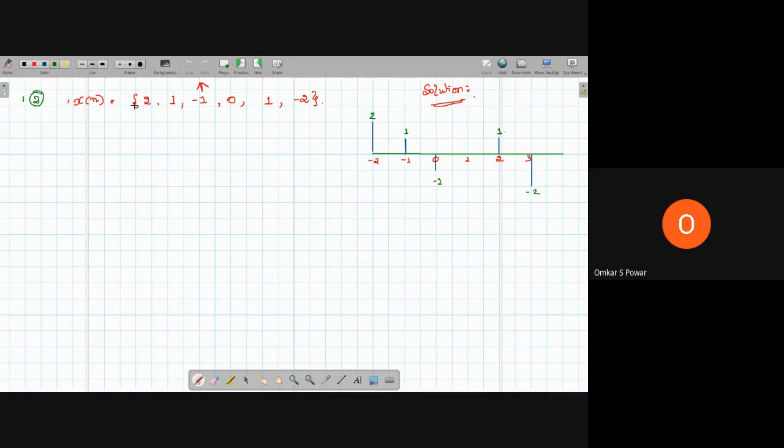So in the exam, they'll give something like this. Don't observe this particular plot here, which I have done. In the exam, they will give you x of n equal to 2, 1, -1, 0, 1 and -2, and this arrow will be given. Find whether this particular signal is power or energy.